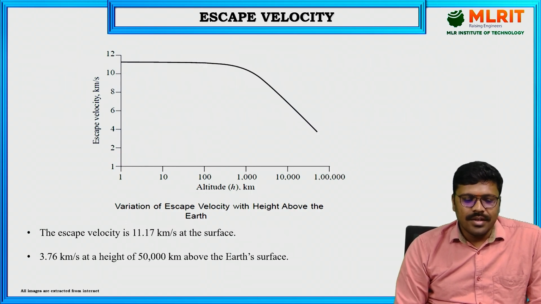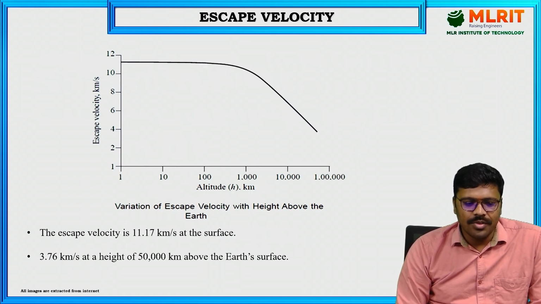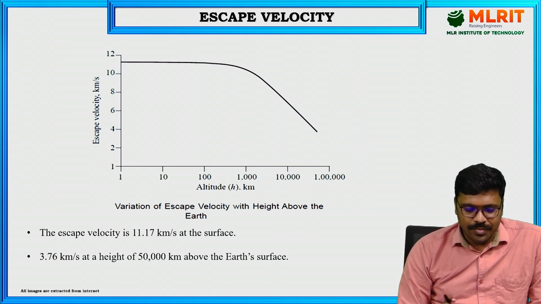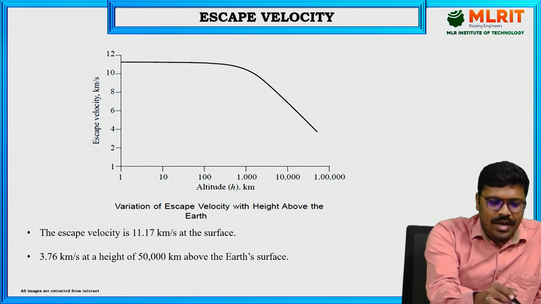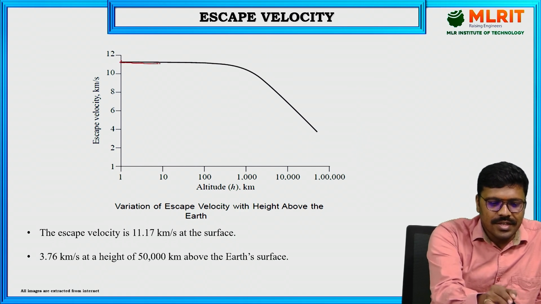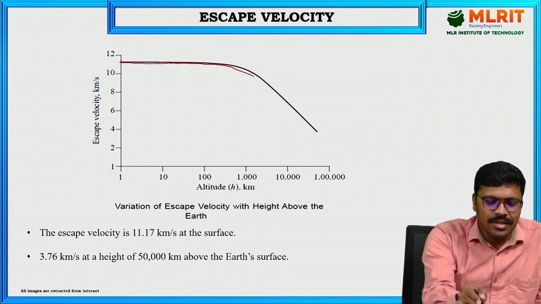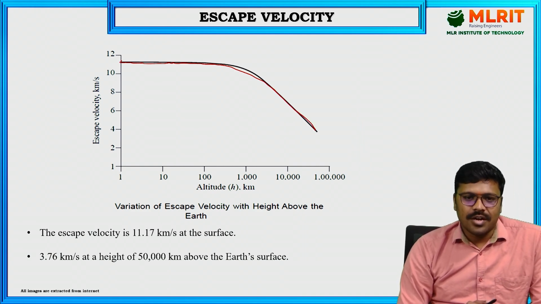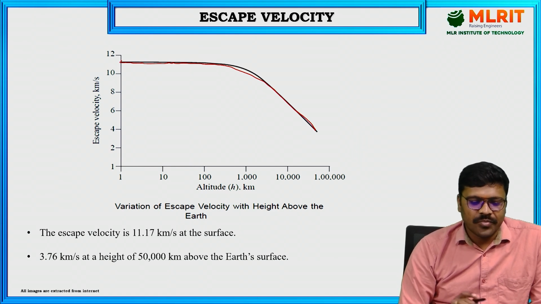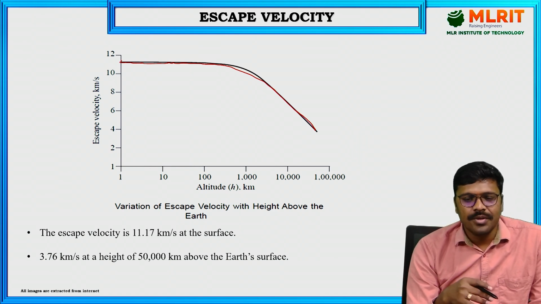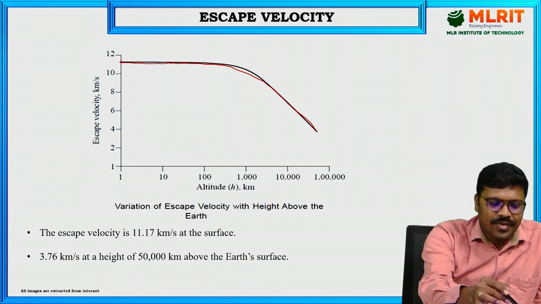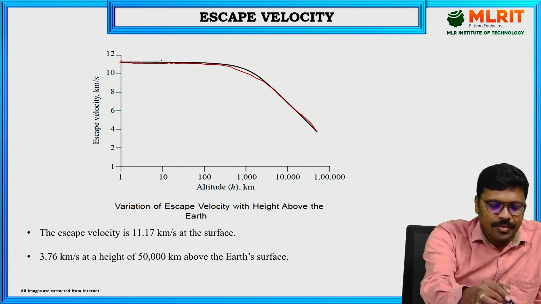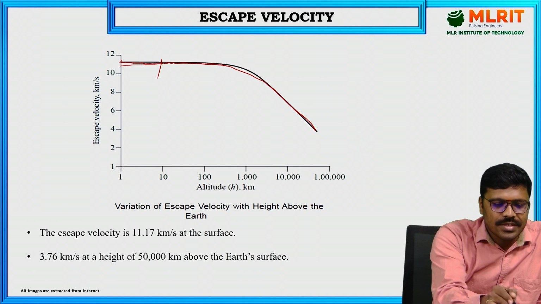And here you can see the graph of how the escape velocity varies with respect to the altitude. The escape velocity is decreasing as the height of the object from the surface increases. So if I want to escape an object at a distance of 10 kilometers, this is the escape velocity I need.